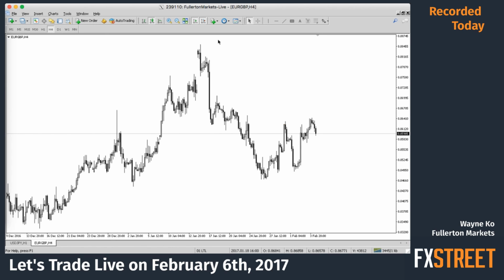Okay, short term wise, like I said, for the euro pound, I'm expecting it to move in a sideways fashion without any clear-cut trend. So I'll mark the area for your consideration.